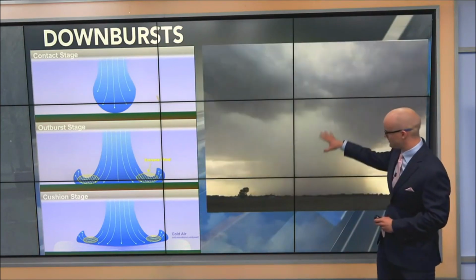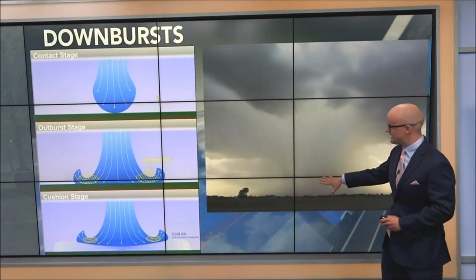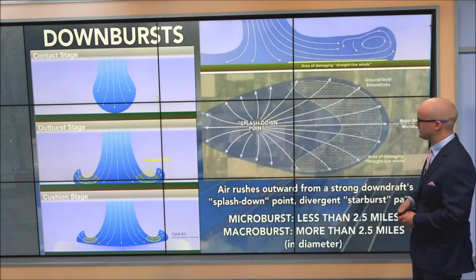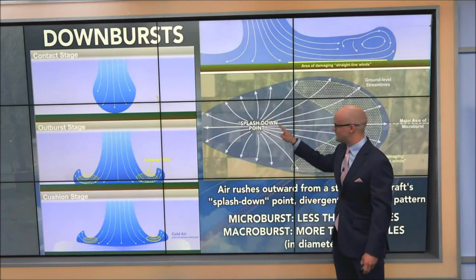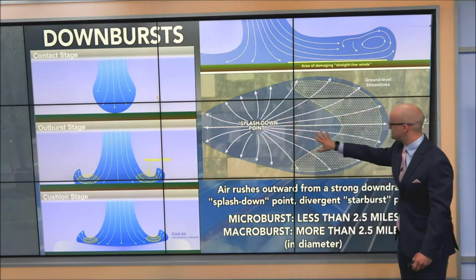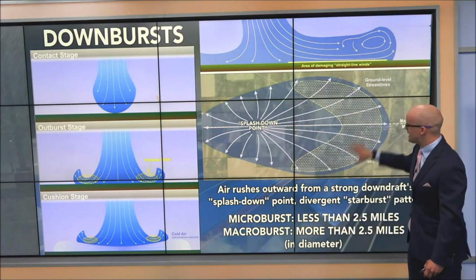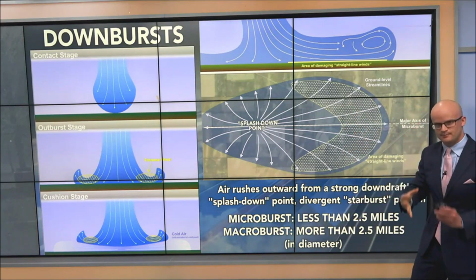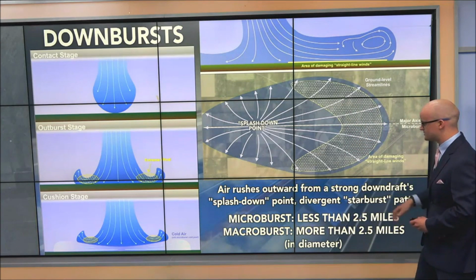But a pretty cool animation here of that mass of rain and hail coming down and impacting the ground, and with all those very strong straight line winds. So it can be referred to as the splashdown point, with kind of a star pattern coming out in all directions. And then the strongest winds can be on one side of that point of impact from where that massive rain and hail impacts the ground.